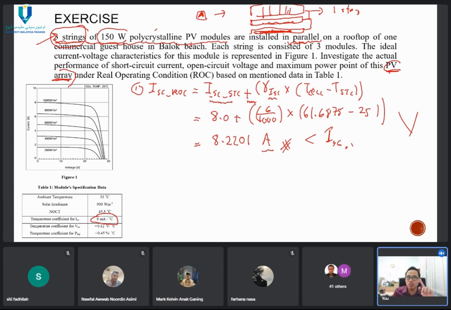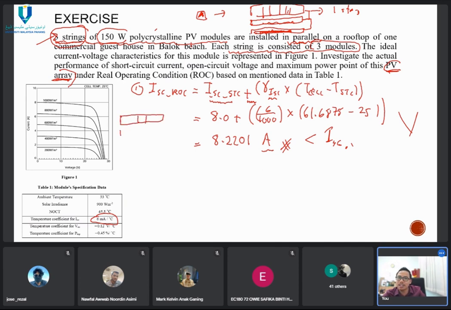In one string, how many modules are connected? From this question, each string consists of three modules. It means that the real PV array in this study, in this figure, is actually like this.